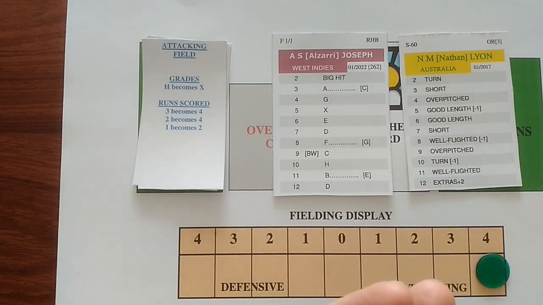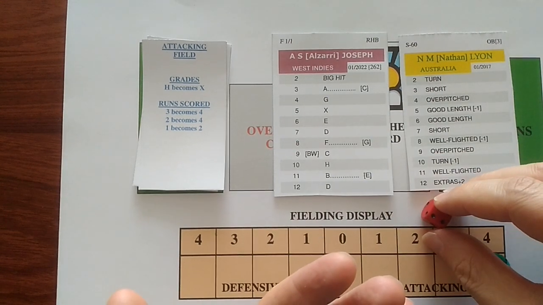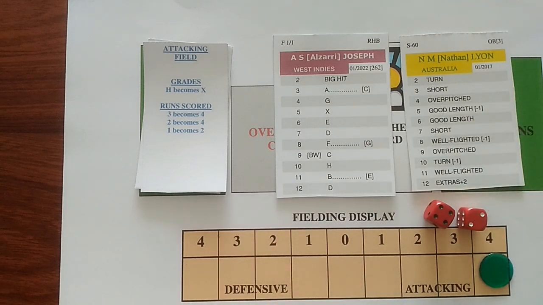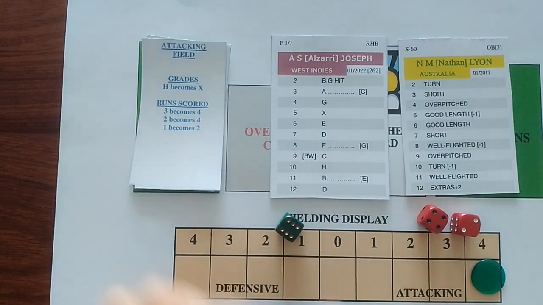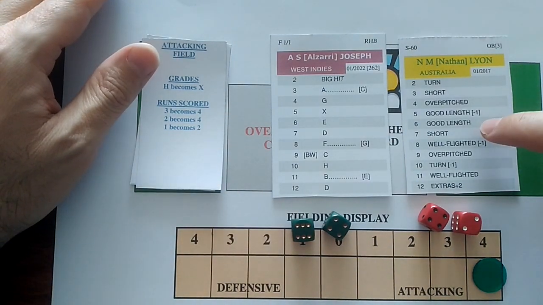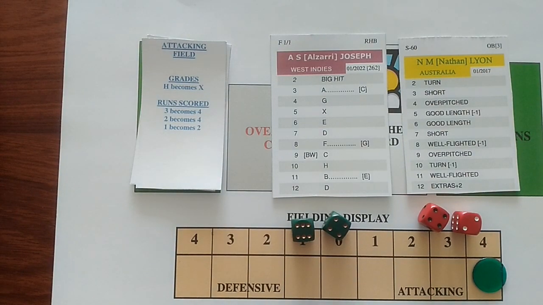So if we were to roll this and the bowler bowled, say it was a 4, and a 2. So it's a good length ball bowled by Nathan Lyon. And then over here we've got a 6 and we've got a 4. So we've got a 10 generally. So if it was a normal field placing, it'd be a good length ball and a grade of H. That would be no run at all.